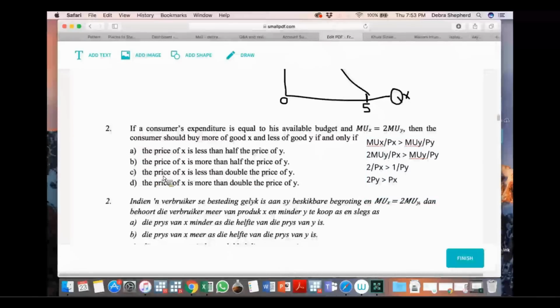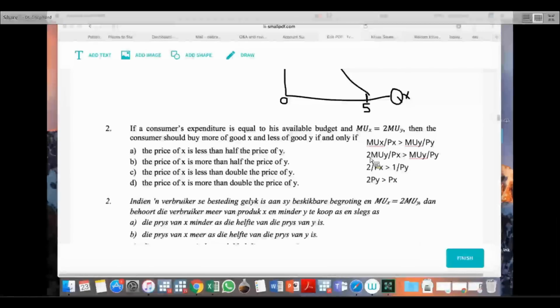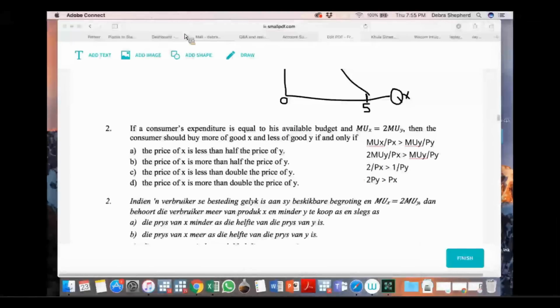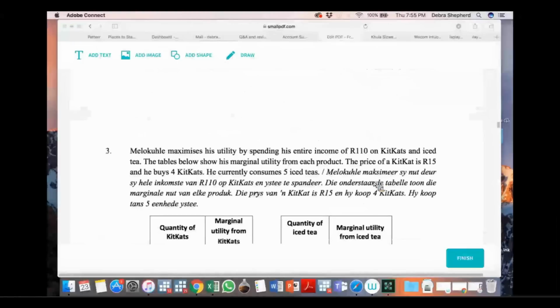Because C states the price of x is less than double the price of y. And that's what I have here. 2 times the price of y is greater than price x, which is the same as saying price x is less than 2 times the price of y. So now that we have that, we can go on to the next question.